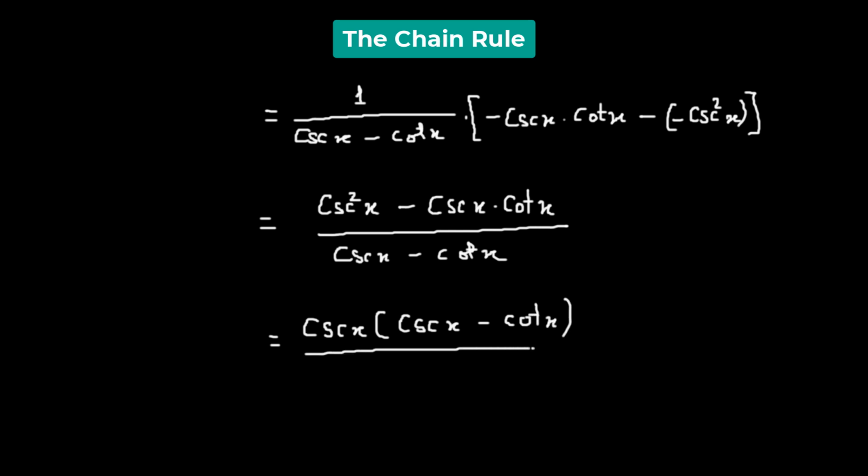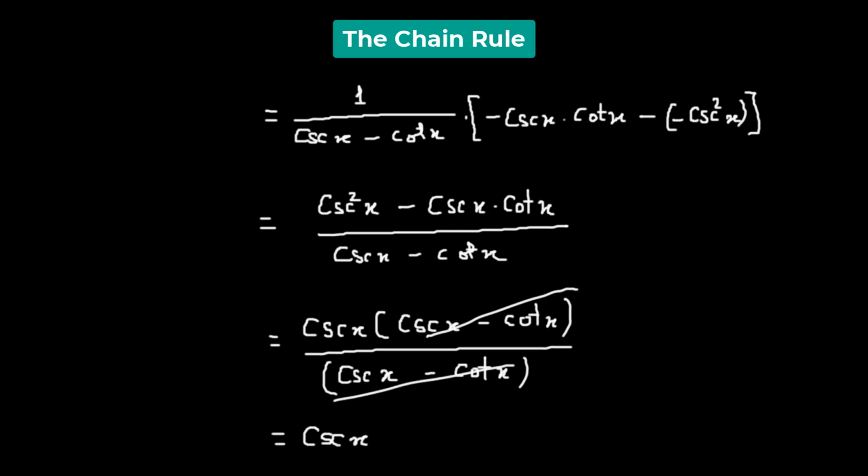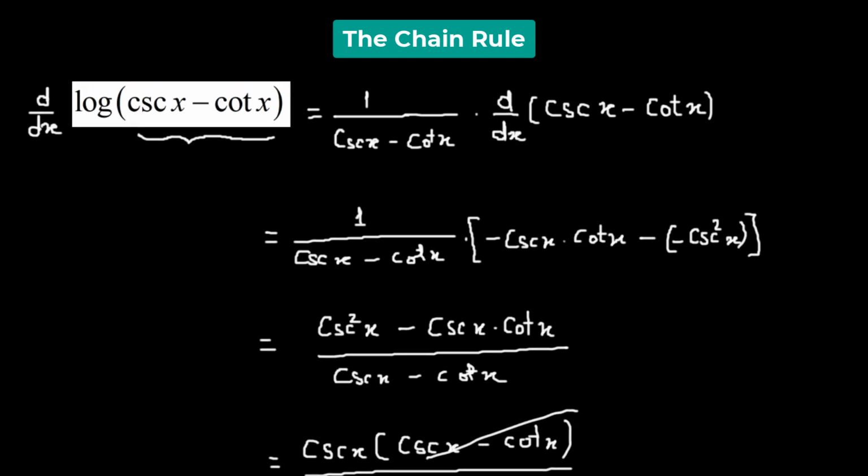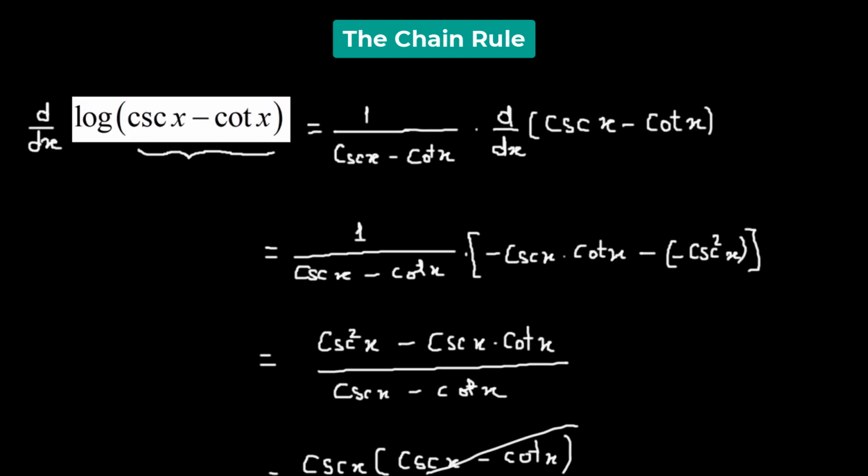divided by cosec x minus cot of x. Now we see that cosec x minus cot of x is common to both the numerator and the denominator. So the final answer will be cosec x. So this is the derivative of the function log of cosec x minus cot x, which is equal to simply cosec x. So let's move on to the next question.